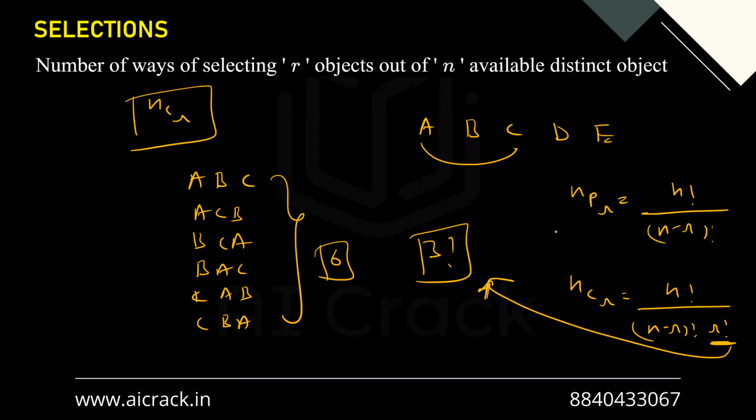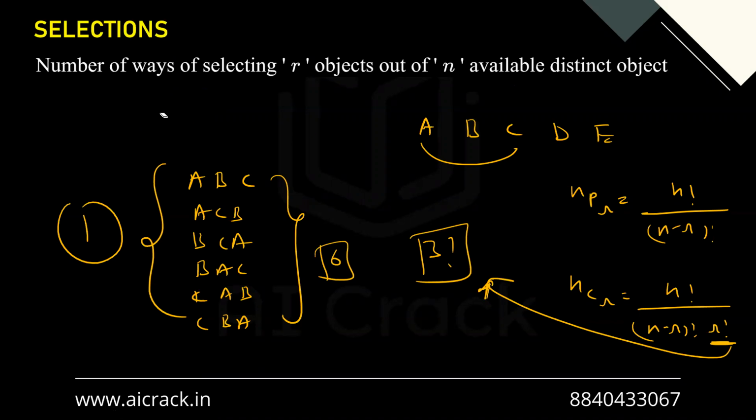Now, if I correlate NPR and NCR over here, that should mean in case of NPR, we are arranging all these things, but in case of selection, we are not arranging them. These six mean one only over here in case of NCR because we are just selecting. In case of permutations, these six were different arrangements. In case of selection, this just means one single selection, right? So basically, we have to divide this entire NPR formula by r factorial, and that would become NCR.